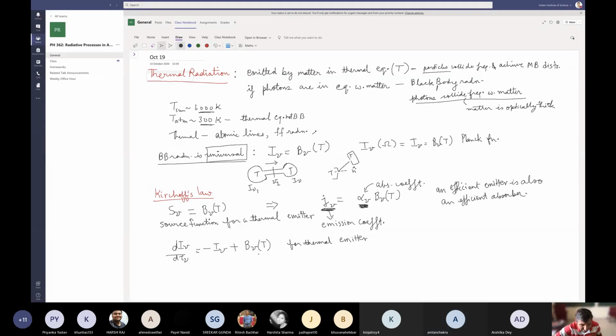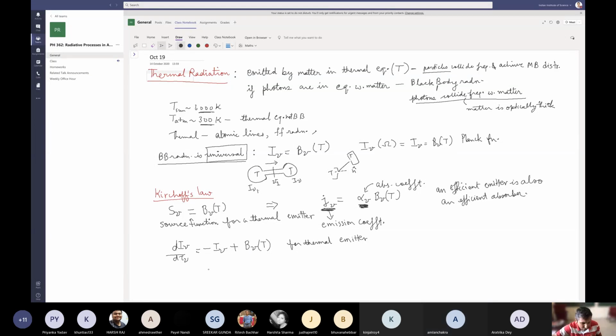Right, so this is a thermal emitter. I'll explain that. What I'm saying is that for a thermal emitter, S_nu equals B_nu. I'm not saying I_nu is equal to B_nu. There is a difference between S_nu and I_nu. I_nu approaches S_nu when you are optically thick, if you remember your radiative transfer equation. So that's it, and this is all consistent with what I said.